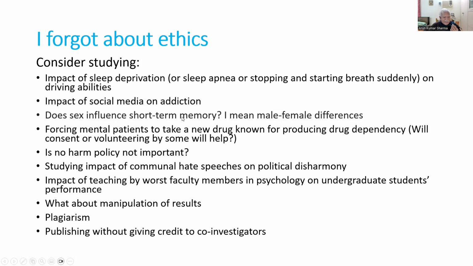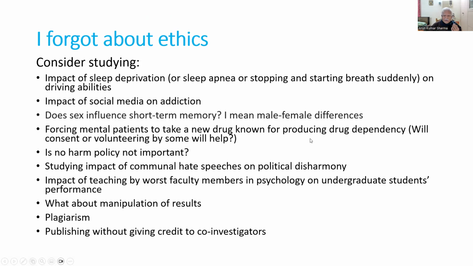Some people think that there are differences between men and women, and that these differences are biological. But mostly the received view is that gender differences are social. They are because of different processes of socialization. And normally, these days, in the age of women empowerment, such topics are considered to be very sensitive and not to be studied at all. Forcing mental patients to take a new drug known for producing drug dependency.